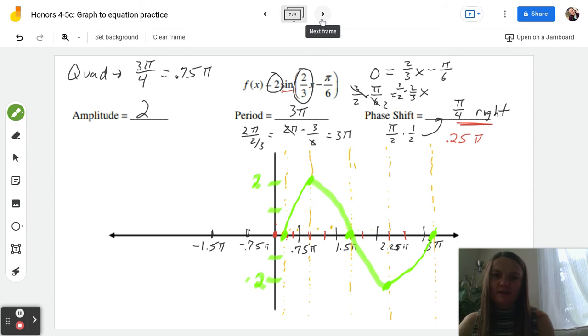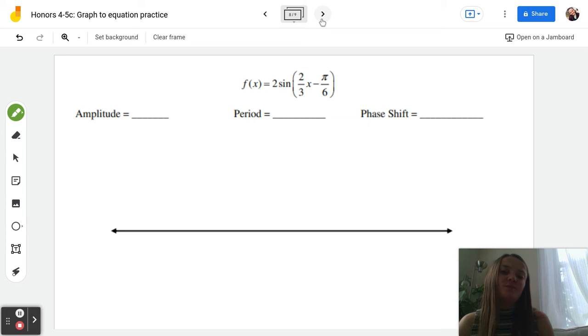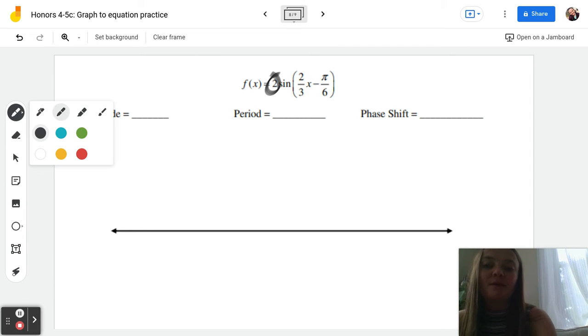Okay, so let's move on to the next question. Next question, we have 2 sine of 2 over 3x minus pi over 6. So let's go ahead and start this. Easiest question to answer here is the amplitude. The amplitude here is 2.